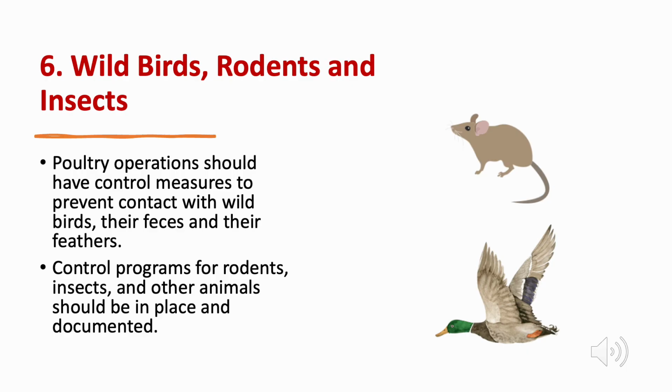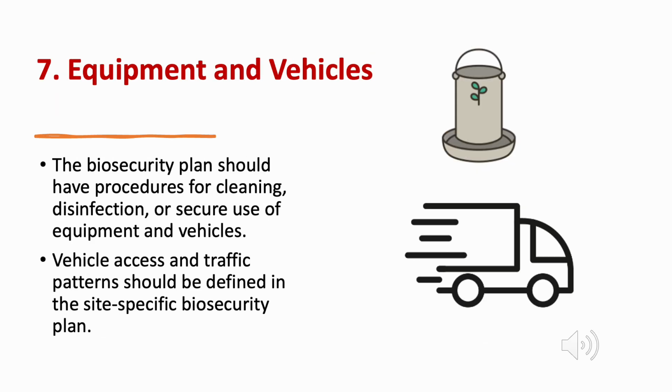6. Wild birds, rodents, and insects. Poultry operations should have control measures to prevent contact with wild birds, their feces, and their feathers. Control programs for rodents, insects, and other animals should be in place and documented. 7. Equipment and vehicles. The biosecurity plan should have procedures for cleaning, disinfection, and secure use of equipment and vehicles. Vehicle access and traffic patterns should be defined in the site-specific biosecurity plan.